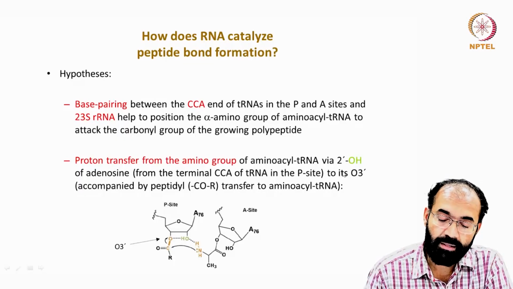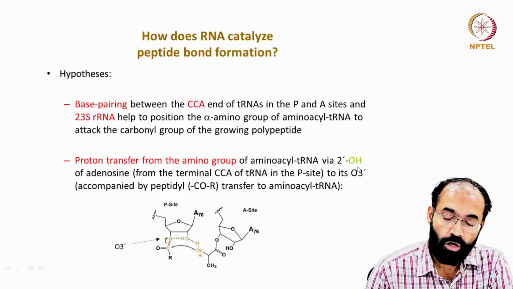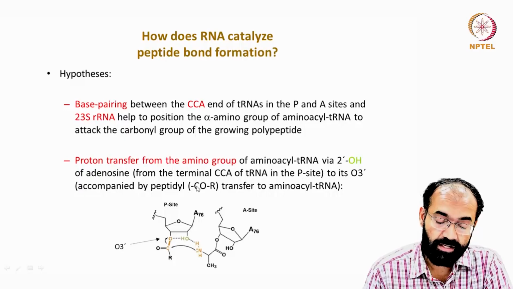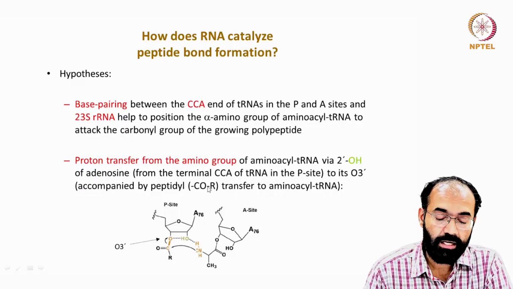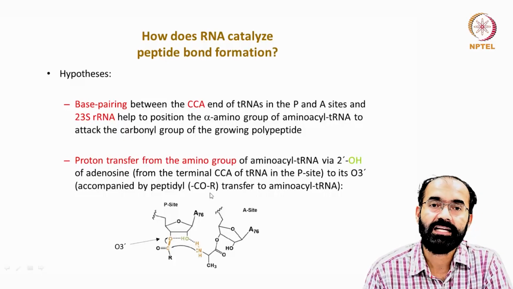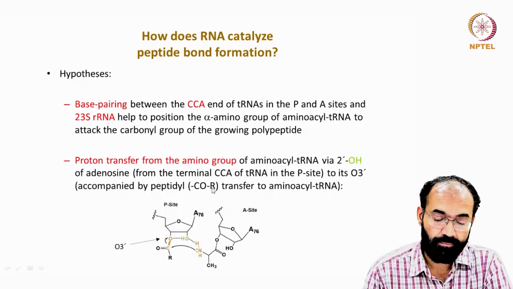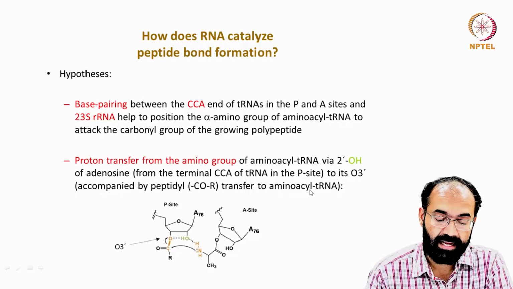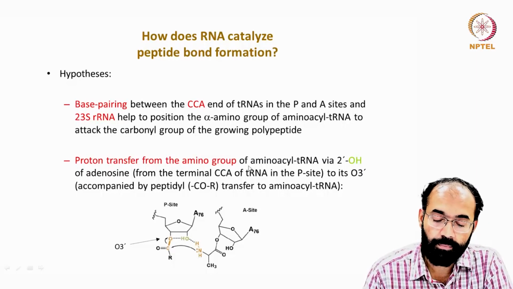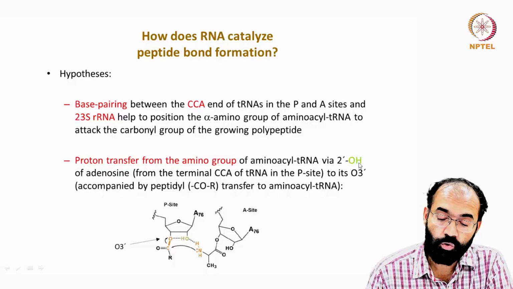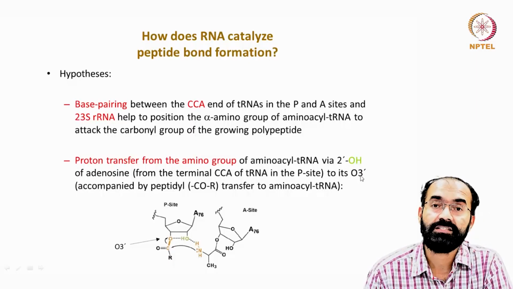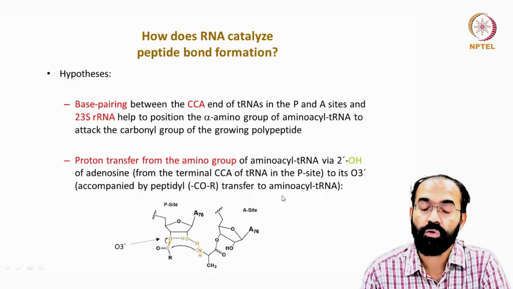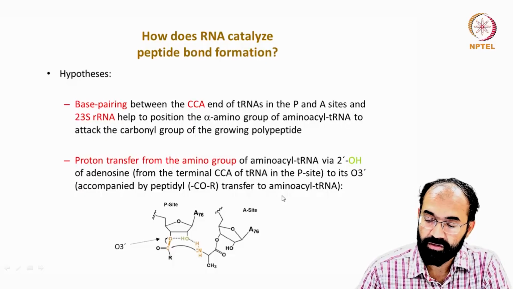And what happens? This 2' OH to the O3' that is accompanied by the peptidyl group, or in other words, the peptidyl group is written as CO-R. R is basically a common group. CO is the peptide bond, peptidyl or a carbonyl bond, we call it that, and transfer to the aminoacyl tRNA. So this proton transfer from the amino group of the aminoacyl tRNA via the 2' OH of the adenosine to its oxygen at the 3' of the COR group is what is going to contribute to this peptide bond formation.